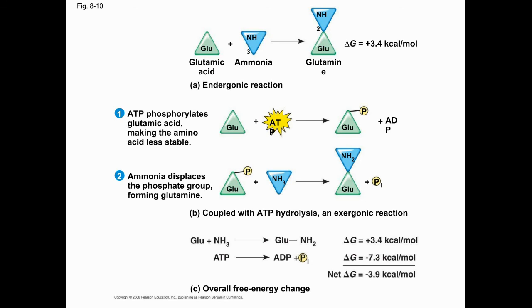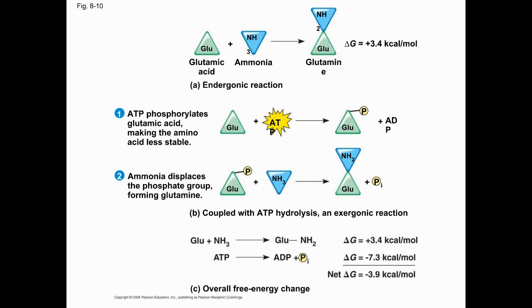Okay, so all we're looking at here is energy coupling. All we're looking at is trying to take glutamic acid, react it with ammonia to form glutamine. In order for this chemical reaction to occur, it is an anabolic process. It is a process that requires energy. There's a positive delta G of 3.4 kilocalories per mole, just a measurement of energy. So it's not going to happen. This is non-spontaneous. It requires energy.